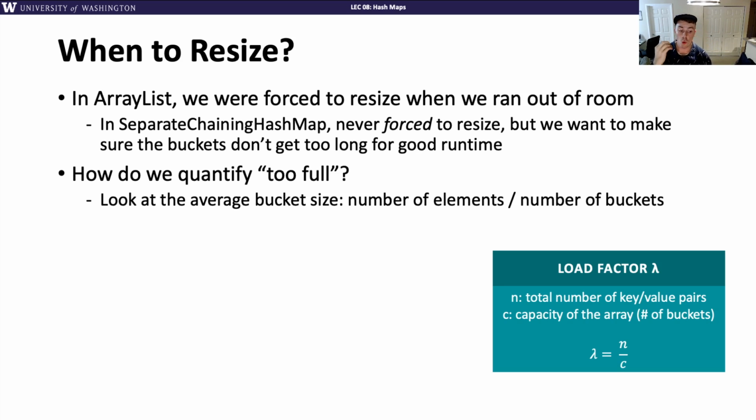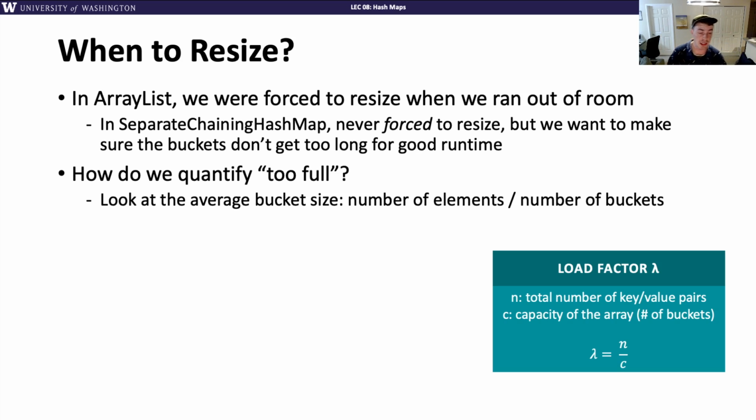The question then is, when should you resize? So I know how to resize. I make this thing twice as long, and then I rehash. I put all the key value pairs in their new indices. Then the question is, when do you resize? Well, in array list, when we used an array backing our structure, we were forced to resize whenever we ran out of room, meaning if our array ever became completely full. Technically in the separate chaining hash map, we're never forced to resize because we could just make these buckets as long as we want. But we want to make sure those buckets don't get too long to make sure our runtime is good. And so we need some way of quantifying too full.